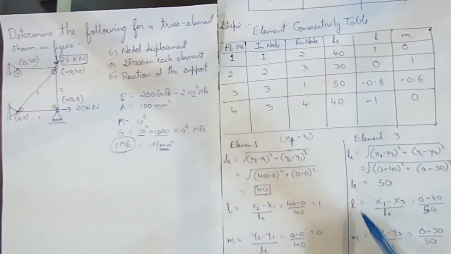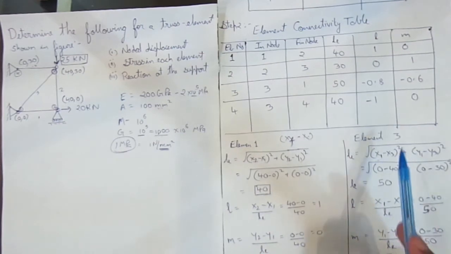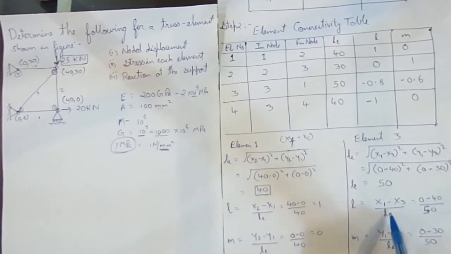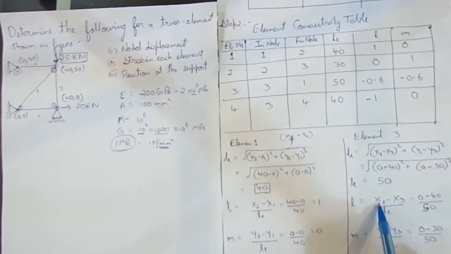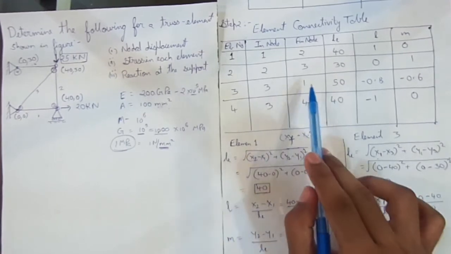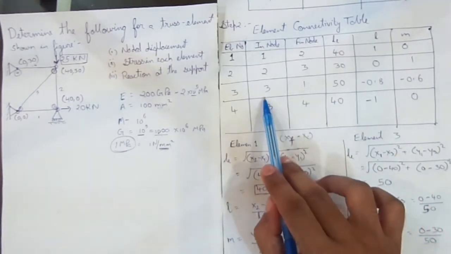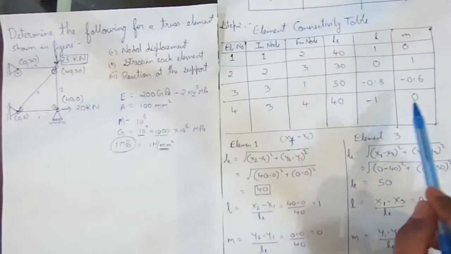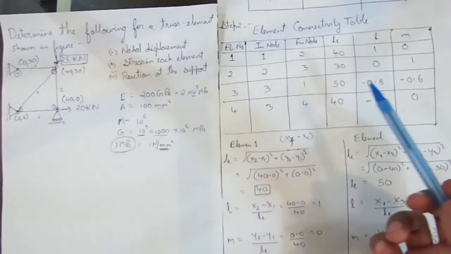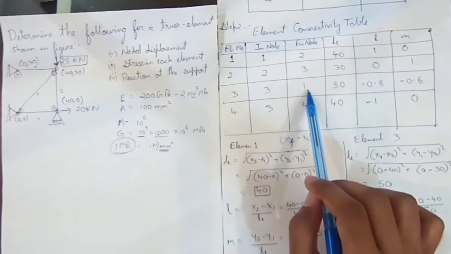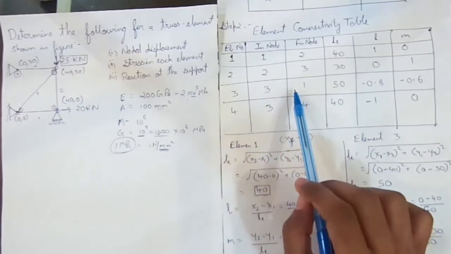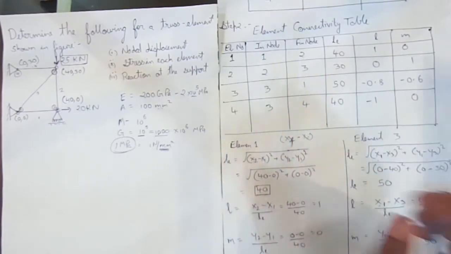I'll tell you how. So L is nothing but what? Here it was x2 minus x1 because 2 was final, 1 was initial. Here 1 is final, 3 is initial. See here 1 is final, 3 is initial. That's why we have drawn this elemental connectivity table so that it becomes easy for you to find which is the final node and which is the initial node. Once you figure out which is final and initial, you just have to look into the table and write the values.